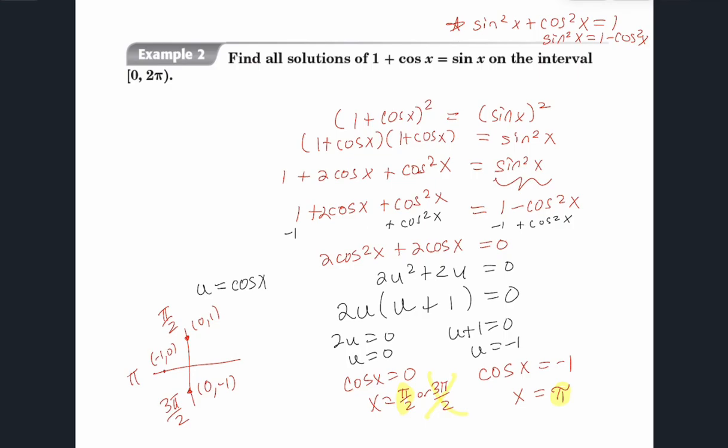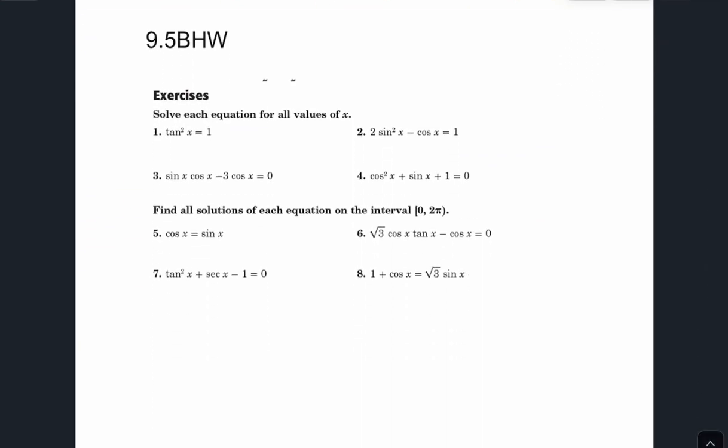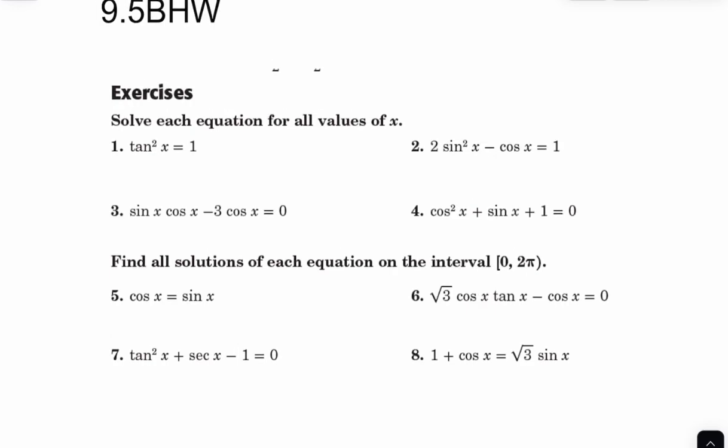So that is our last kind of new type of example. So now let's look at our 9.5b homework. Let me give you some hints so that you can do this. For problems 1, 2, 3, and 4, please tack on to your answer, just write plus 2n pi. That's going to account for all the values. So just tack on a plus 2n pi. That'll fix the all values.